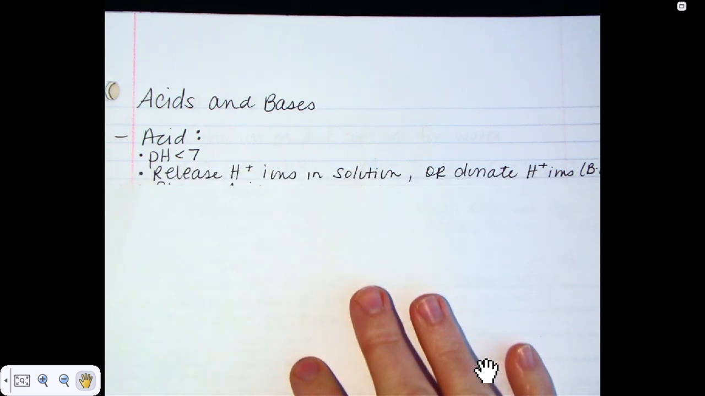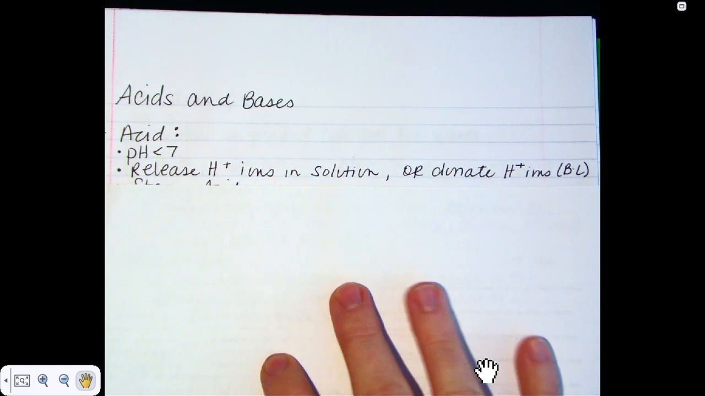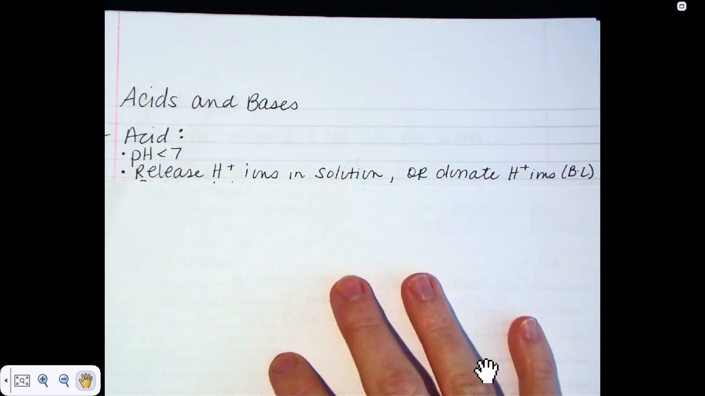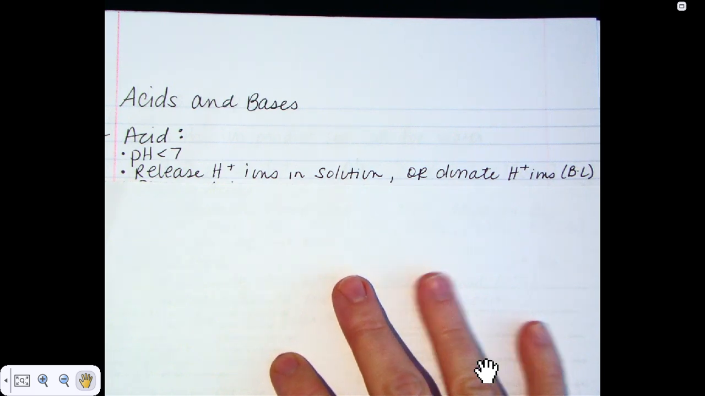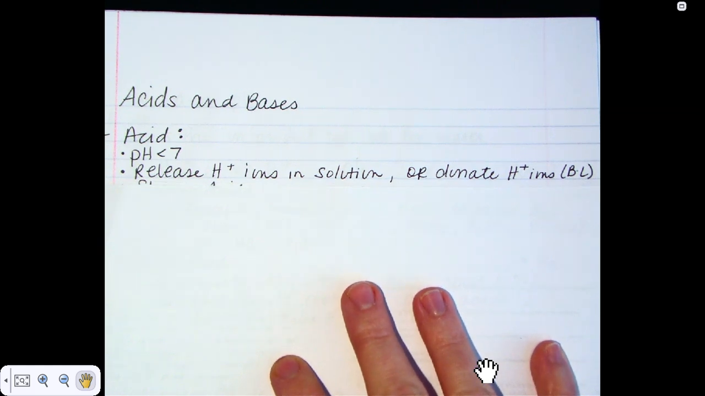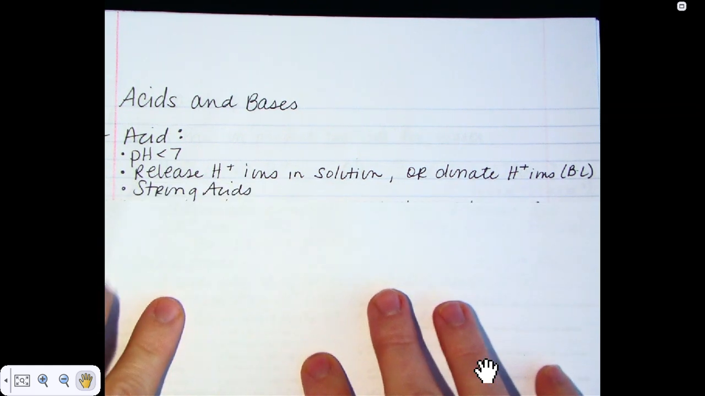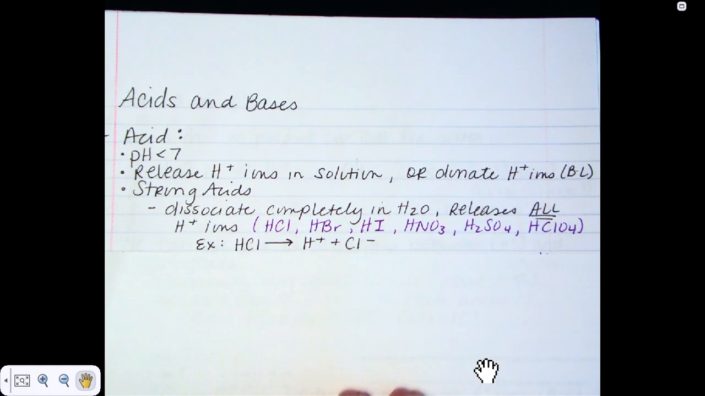So we define acids a couple of different ways. The two ways that we're looking at in this class is the Arrhenius definition, which tells us that hydrogen ions are released into solution by acids, and the Bronsted-Lowry definition that says hydrogens will be donated by acids. So a strong acid is something that dissociates completely in water, releasing all of the H+ ions it has.